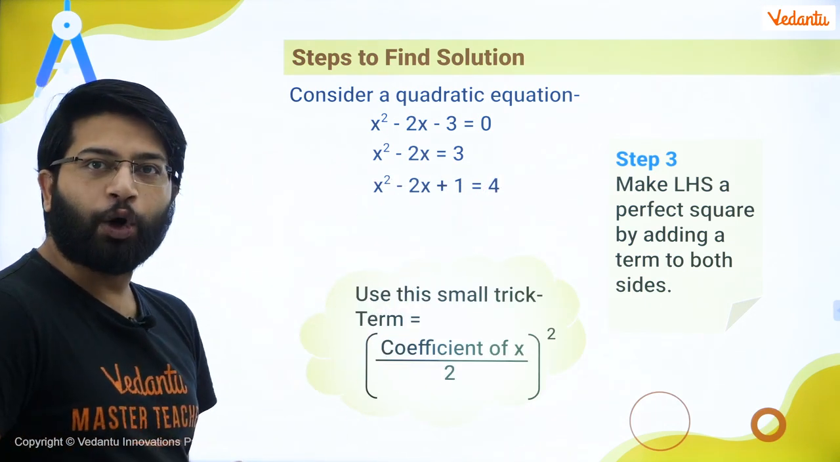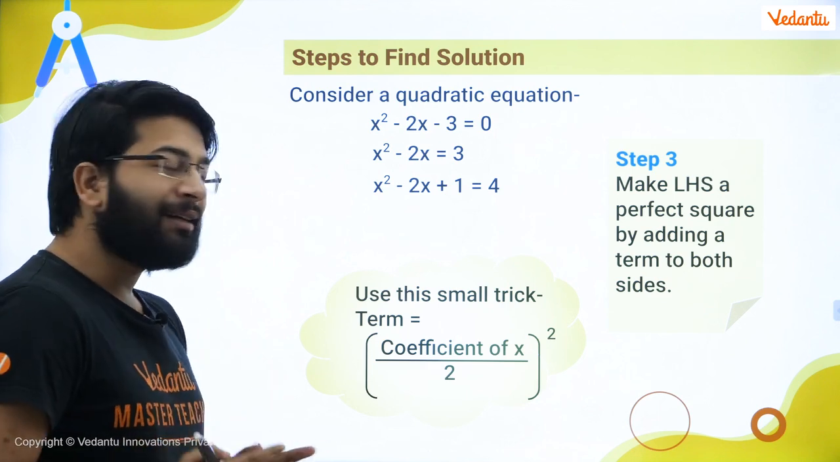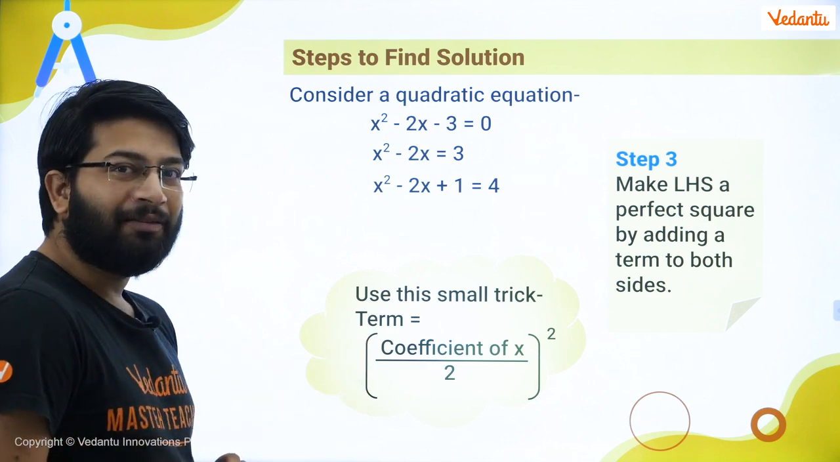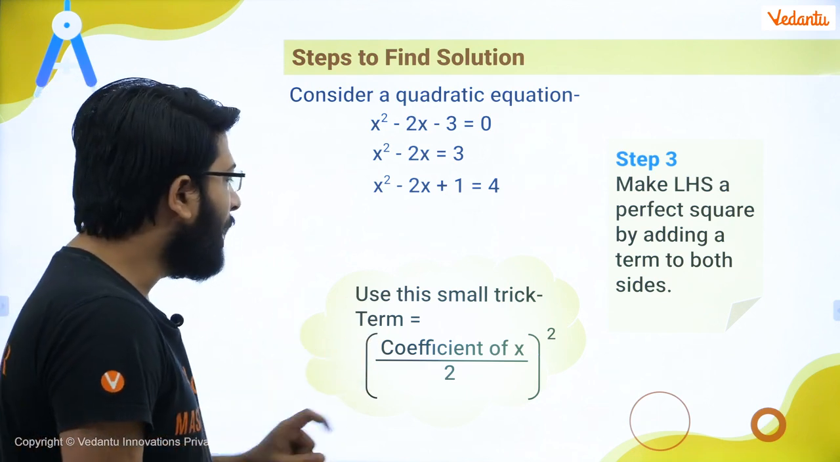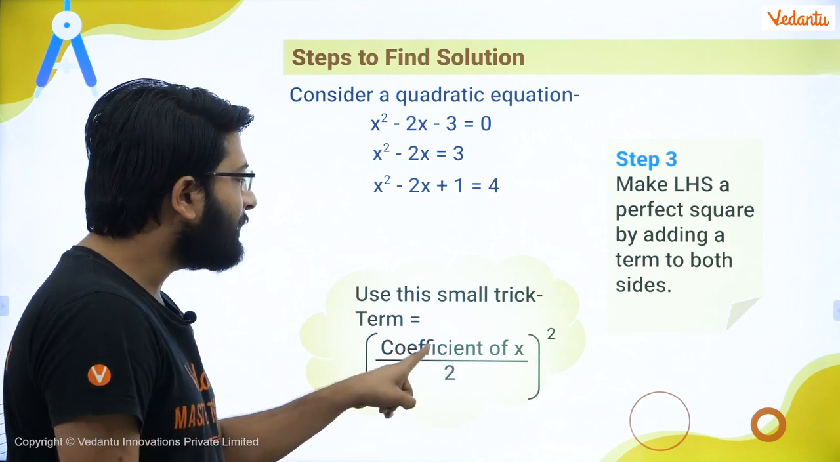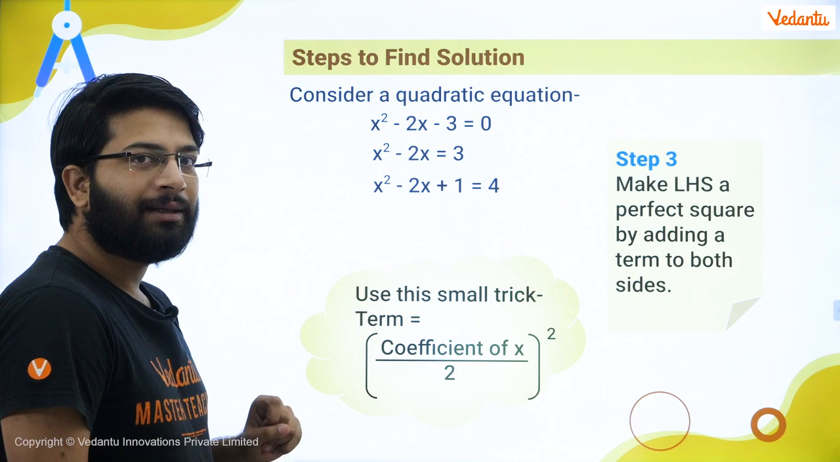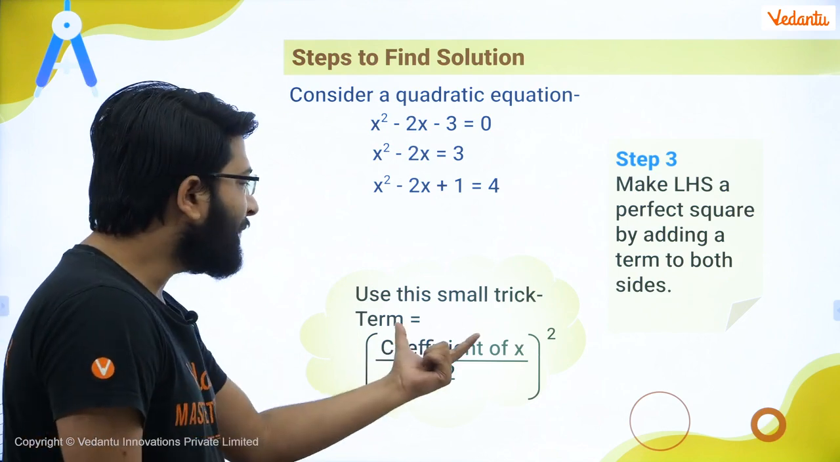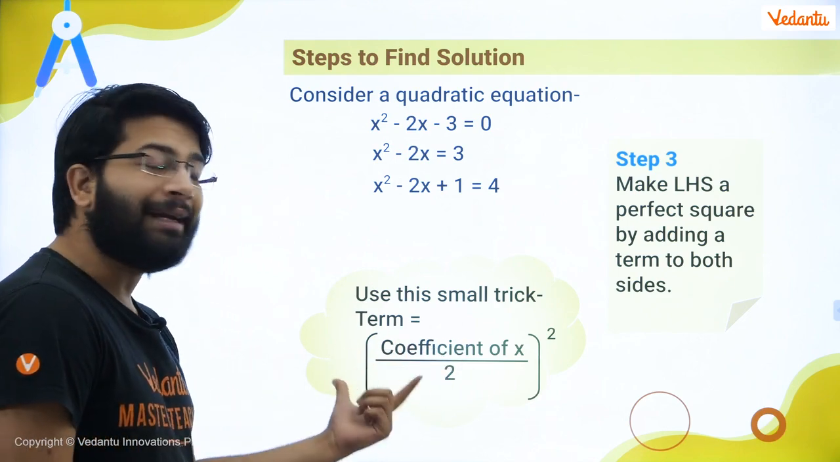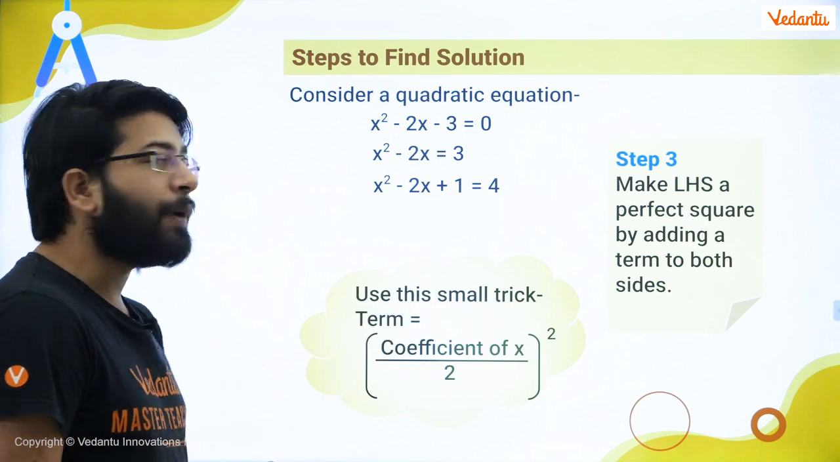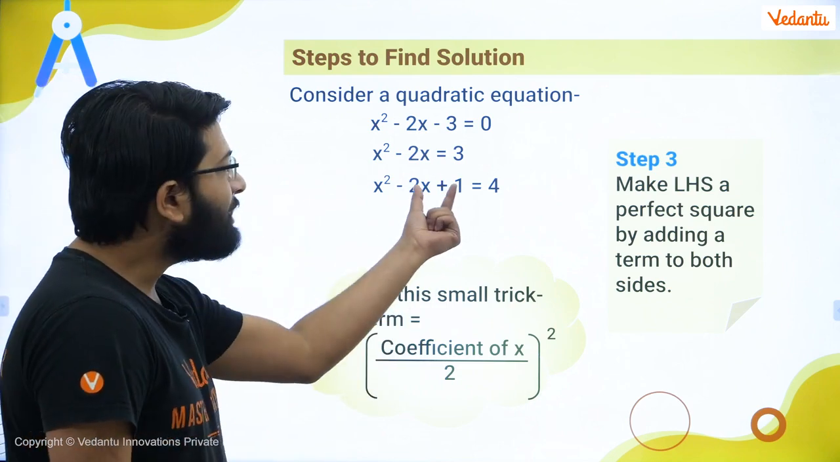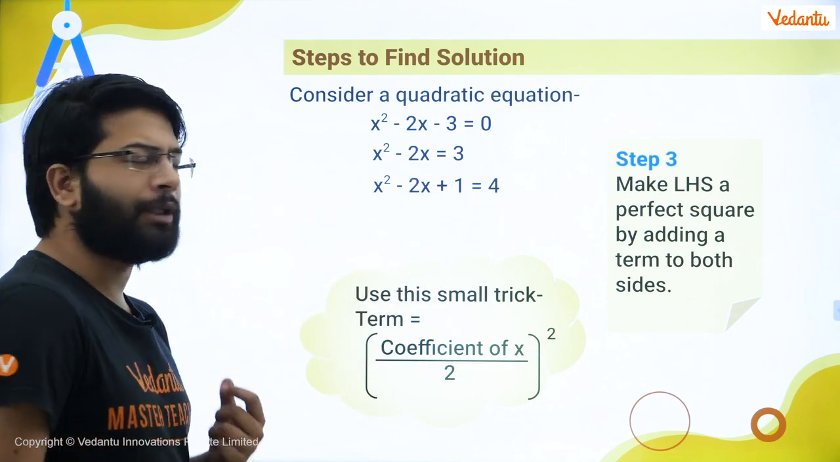But how do we know what to add? This is the term which we have to add. The formula is the coefficient of x divided by 2, whole square. What is the coefficient of x? It is minus 2. Minus 2 divided by 2 is minus 1, and minus 1 square is plus 1. So that's why I have added plus 1 on both sides.